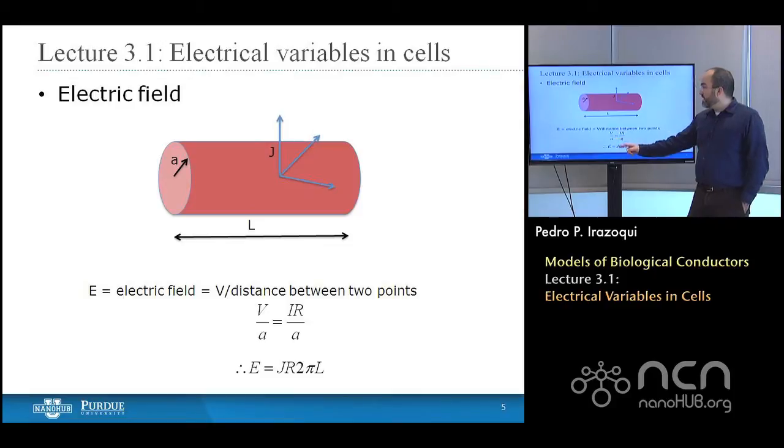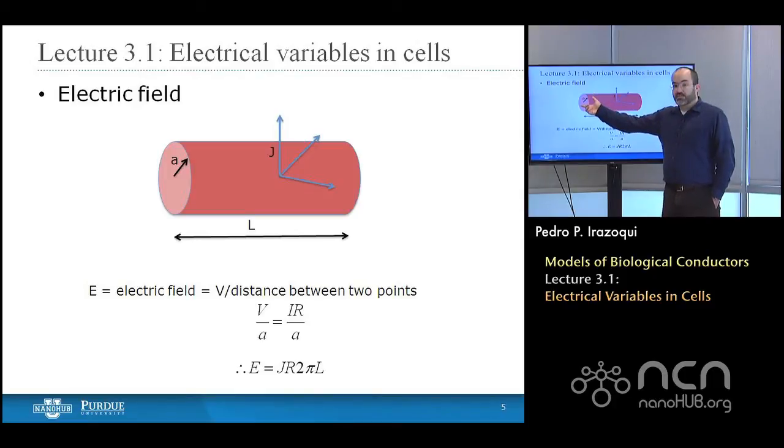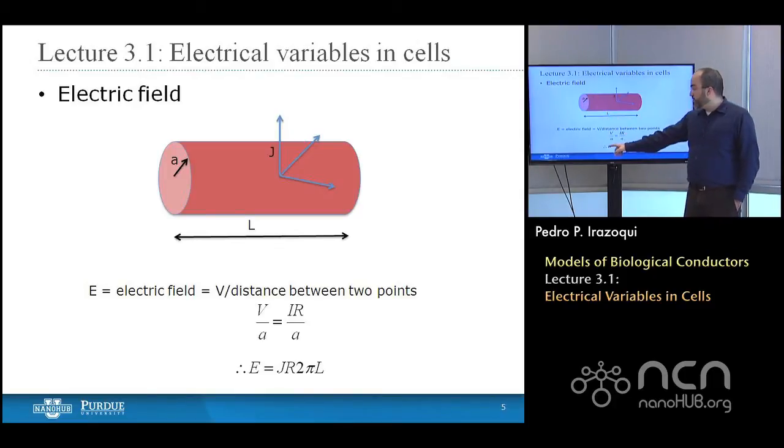So V divided by a, in this case the radius, gives you IR, that's the same thing as V from Ohm's law, divided by a. And so we know that the electric field E is equal to IR divided by a, which is nothing other than J, the current density, multiplied by the area, divided by little a, and multiplied times the resistance.